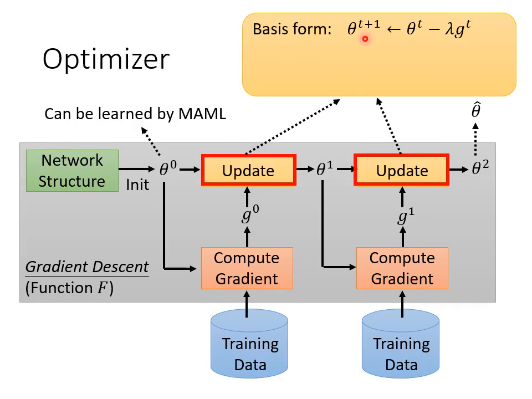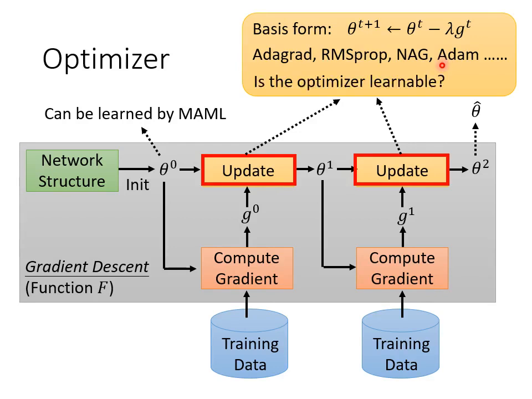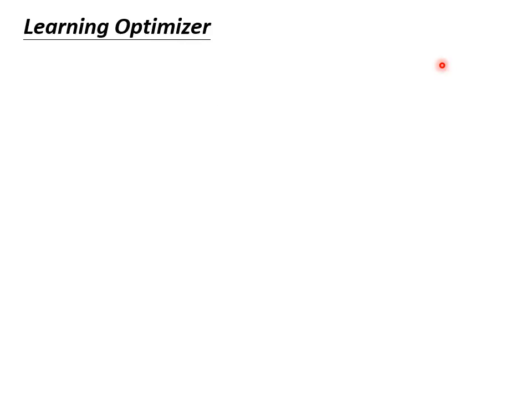It does not always give us good results. This lambda is the learning rate. There are many different optimizers, for example, Adagrad, RMSprop, NAG, Adam, and so on, which try to provide a better parameter update rule. However, is the optimizer learnable? Is the update rule learnable? Yes, it's learnable. So just follow the 3 steps of meta-learning. Let's take a look at how to learn an optimizer.